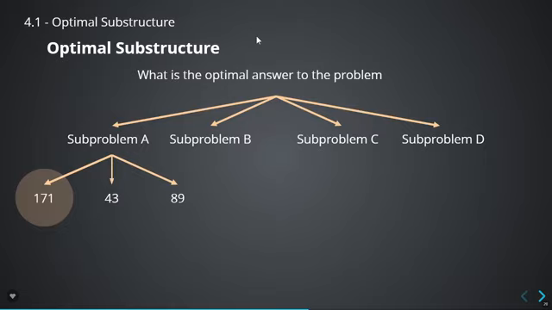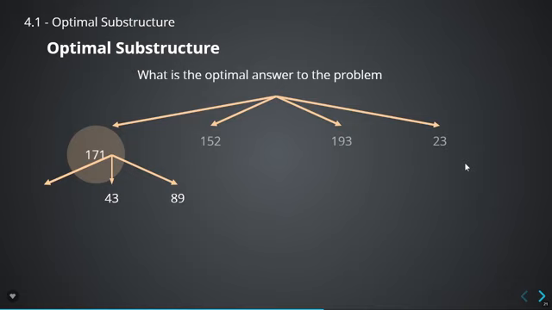If, for example, A can have 3 possibilities as an answer, and let's say you want to maximize the value, and A has 3 possibilities, 171, 43, or 89, you expect that when you solve subproblem A, it gives you back 171. Because if it doesn't, you won't be able to construct your optimal answer. In fact, later on, we're going to prove this in a way. We're going to argue this more formally.